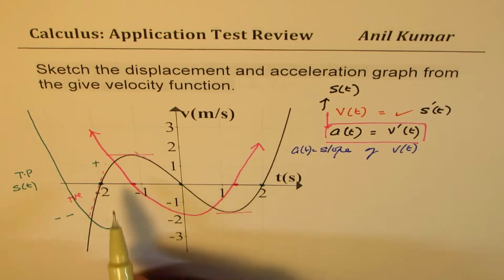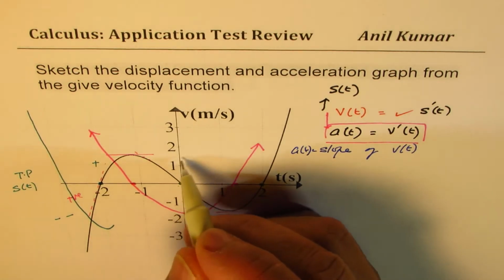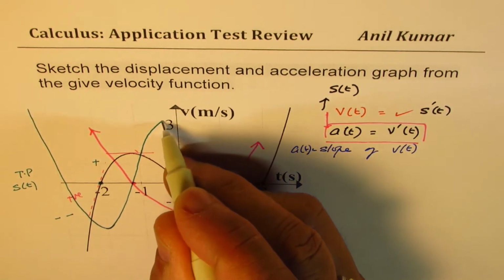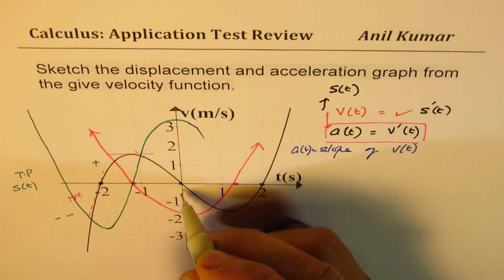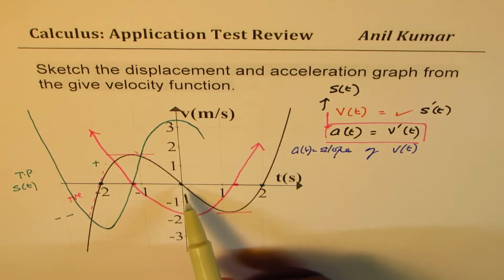You get an idea. Now here to here it is positive, correct? Here to here it is positive, and then it again happens to turn. So somewhere here we should have a turning point. So I have to go kind of positive, and then somewhere here I have to turn. Do you see that? So that's the turning point. So that is how you could make your displacement graph.